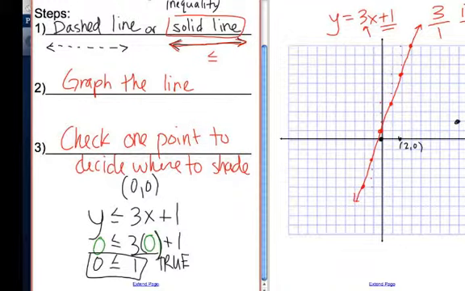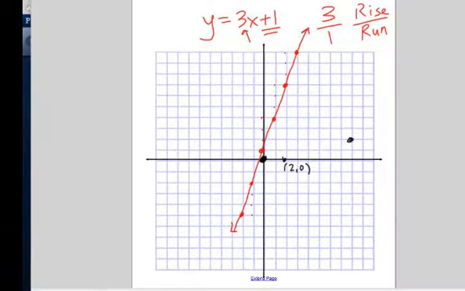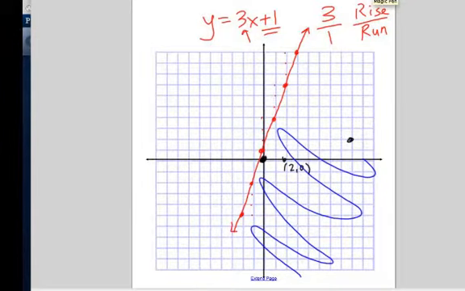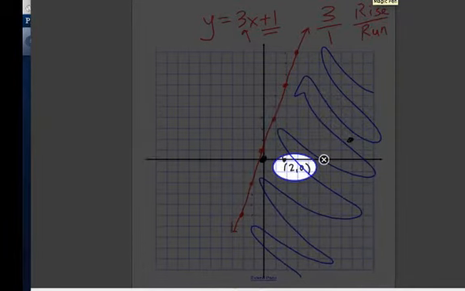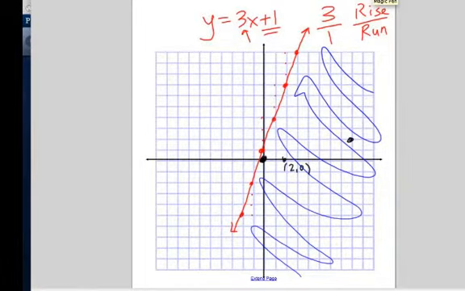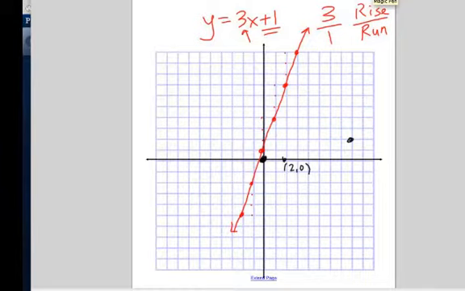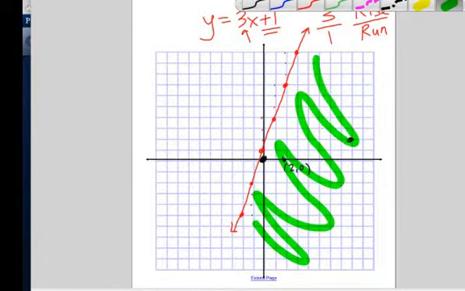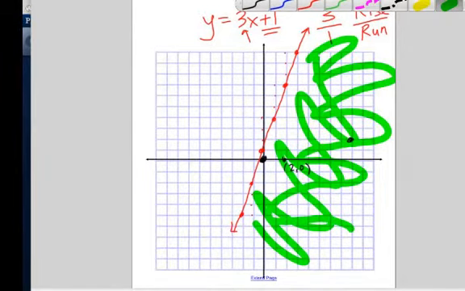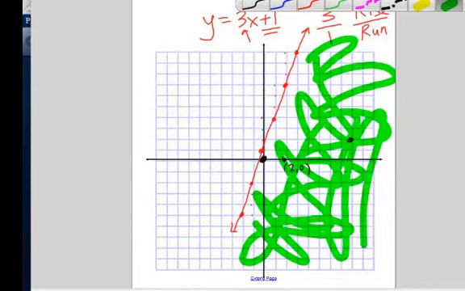And the good news is, since 0, 0 is a solution and it's on the right-hand side, that means everything on this right-hand side is a solution. If I plugged in 2, 0, I would get a solution. If I plugged in this original black point that I have right here, it should work in the inequality. So what we do is we shade it in to show that every point over here is a solution.